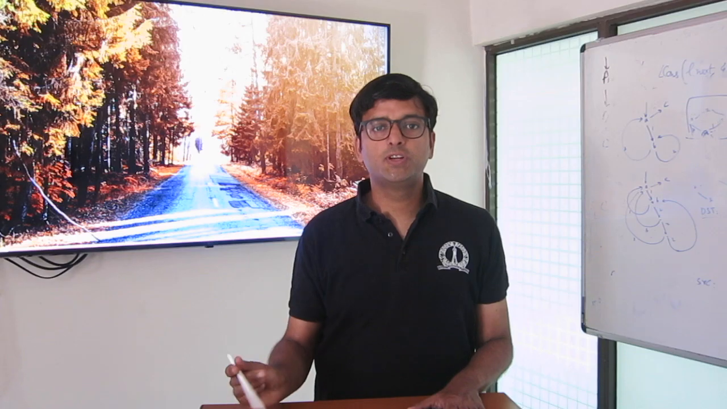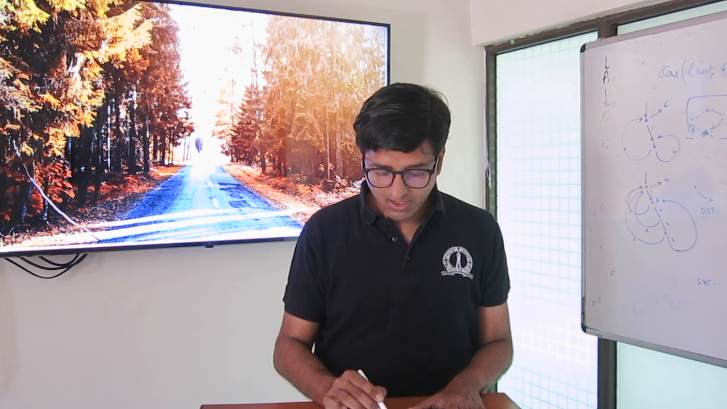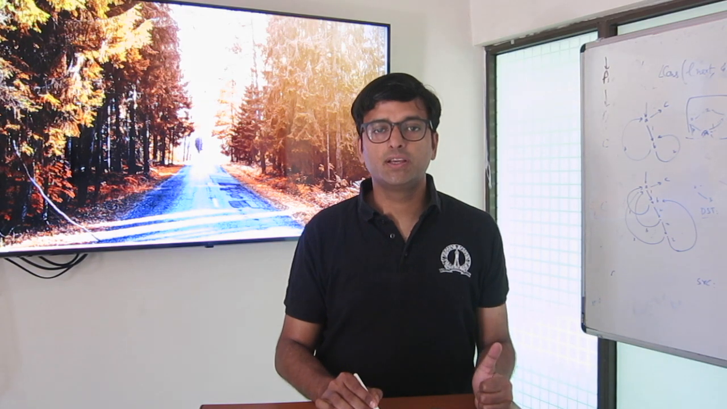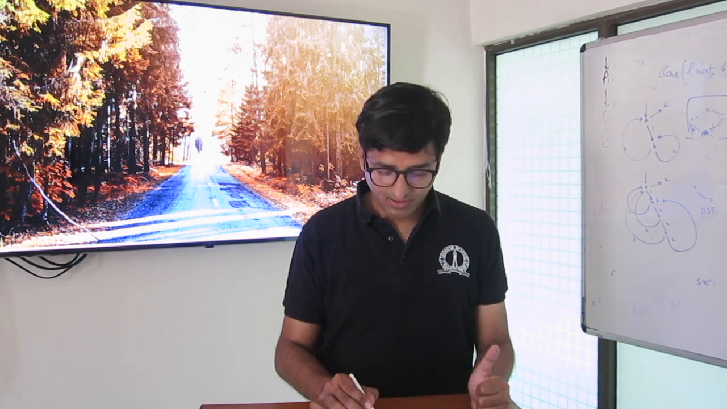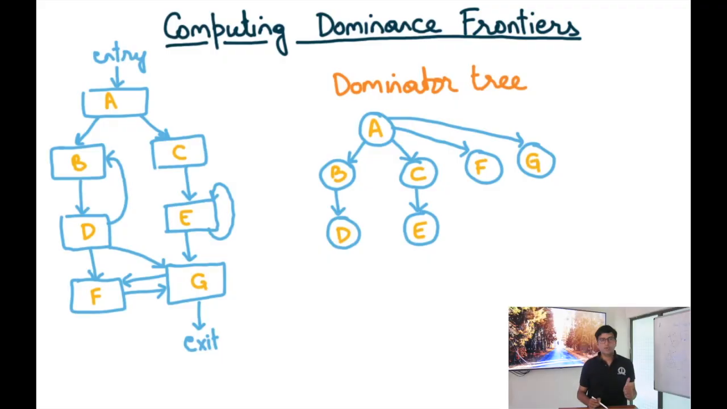Now we are ready to discuss an algorithm that computes the dominance frontiers of all the nodes in the graph. Before I do that, I want to recap this concept of a control flow graph of a program, which we are already familiar with, and a dominator tree. Recall that the dominator tree shown on the right is the dominator tree for the control flow graph on the left.